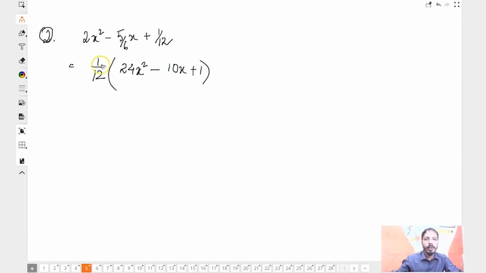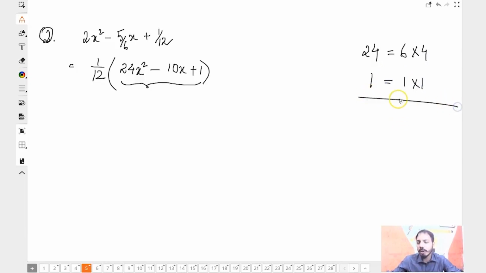Right? So I have taken out 1 by 12. Now this becomes a simpler equation. Now what did we learn here? We will take the first term 24 and the constant term 1 and try to split this into two factors. So I can write this as 6 into 4 is 24, and here 1 is nothing but 1 into 1. Now let me cross multiply. So I will get 6 and here I will get 4, and I know if I add them I will get 10. So my job is done.